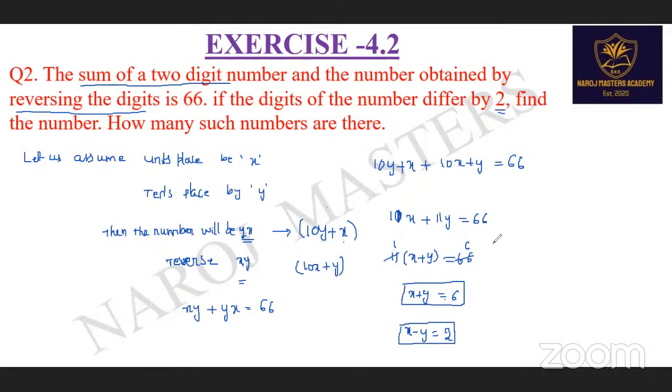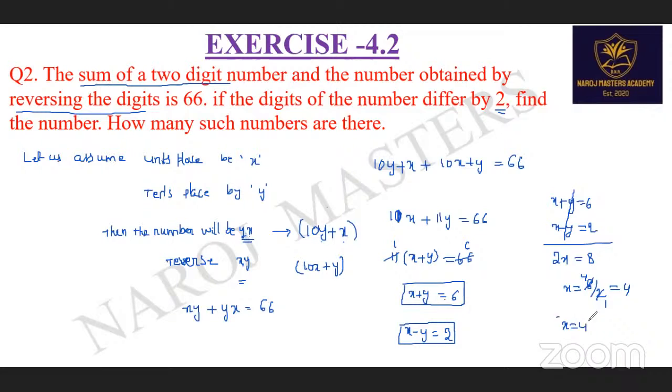Solve them by elimination method. So x plus y is equal to 6, x minus y is equal to 2. Here plus y and minus y get cancelled. So 2x is equal to 8. x is equal to 8 by 2, that is 2 times 4, that is 4. So x is equal to 4.